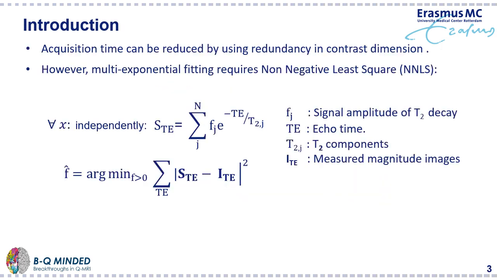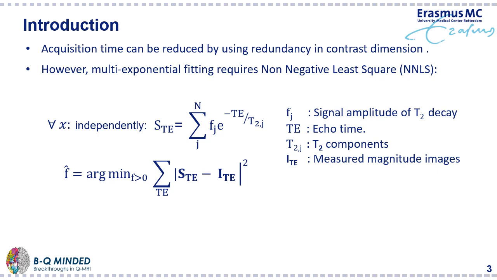Acquisitions with multiple contrast images, such as multi-spin echo, can be accelerated using the redundancy in the contrast dimension. This has been applied for other parameters such as T1, T2, and T2 star mapping. In this work, we want to apply this for myelin water fraction.